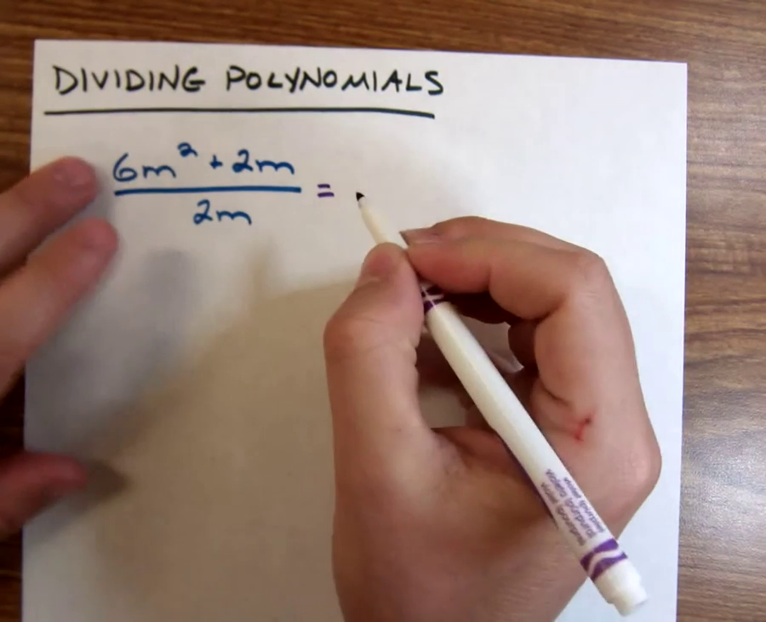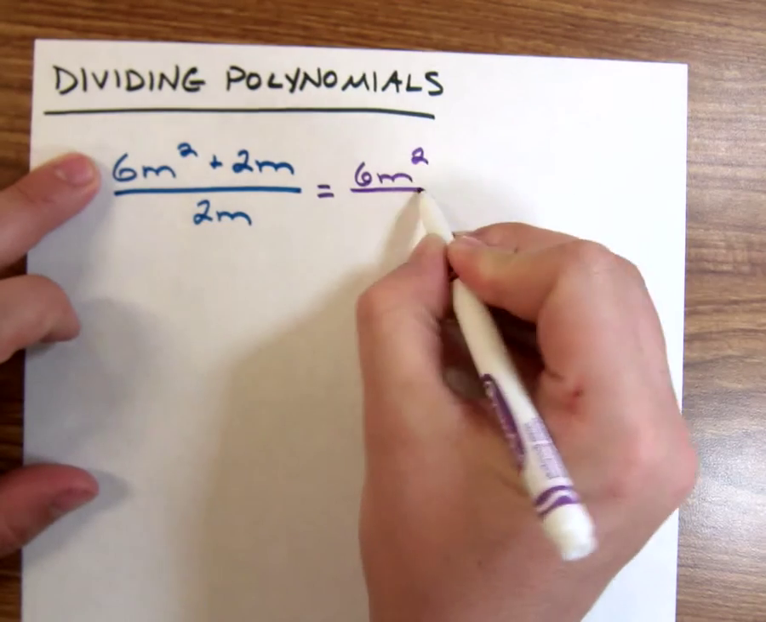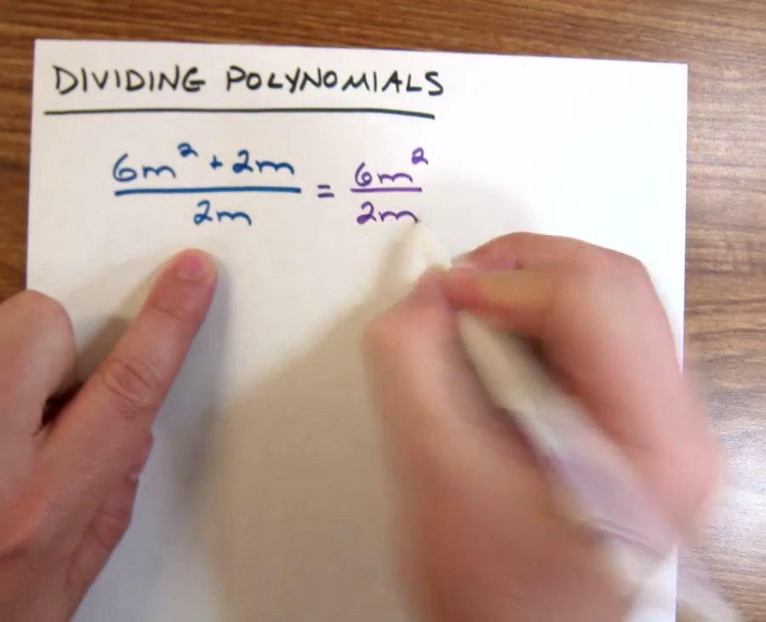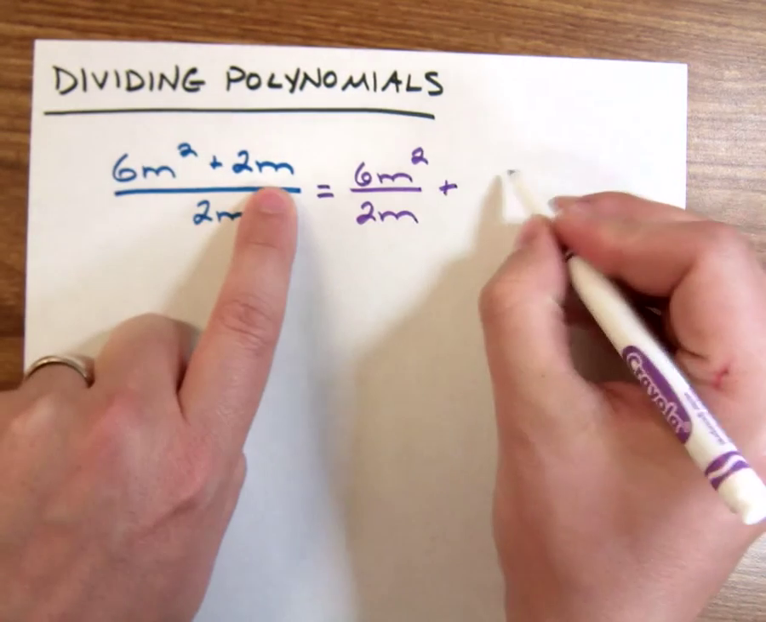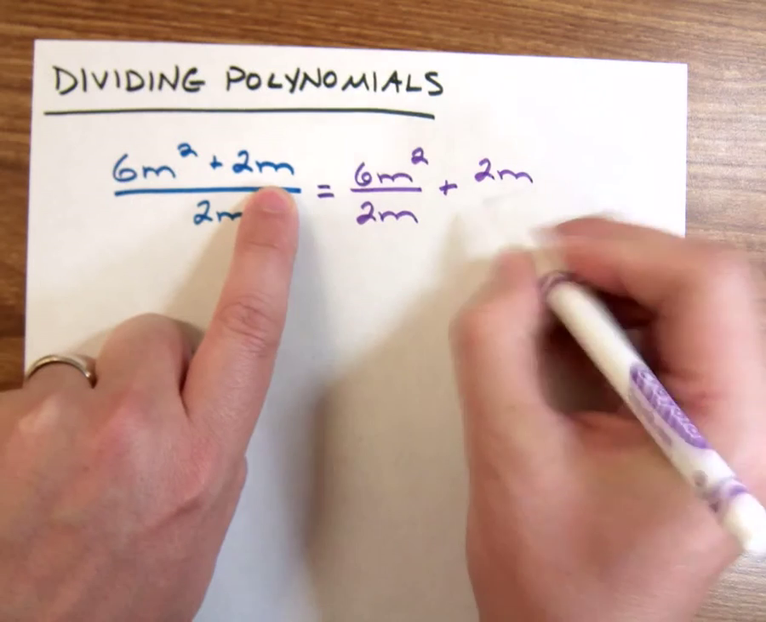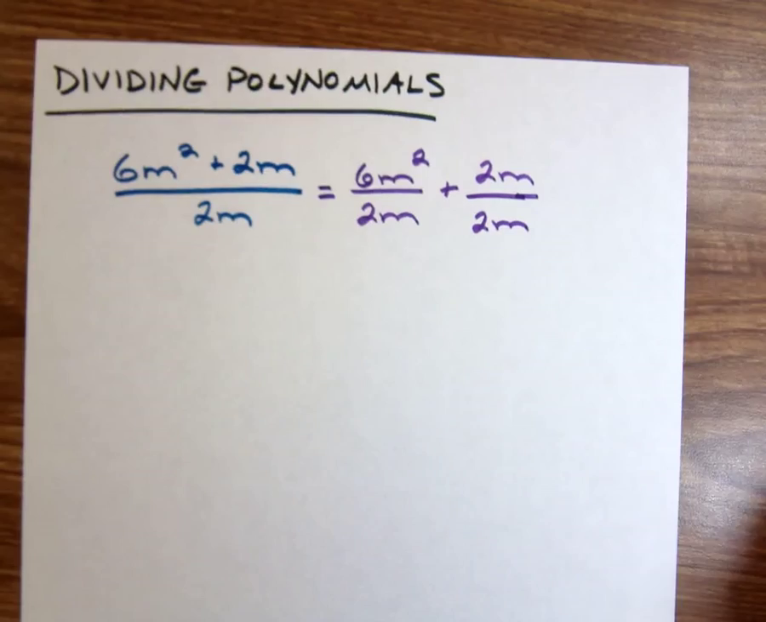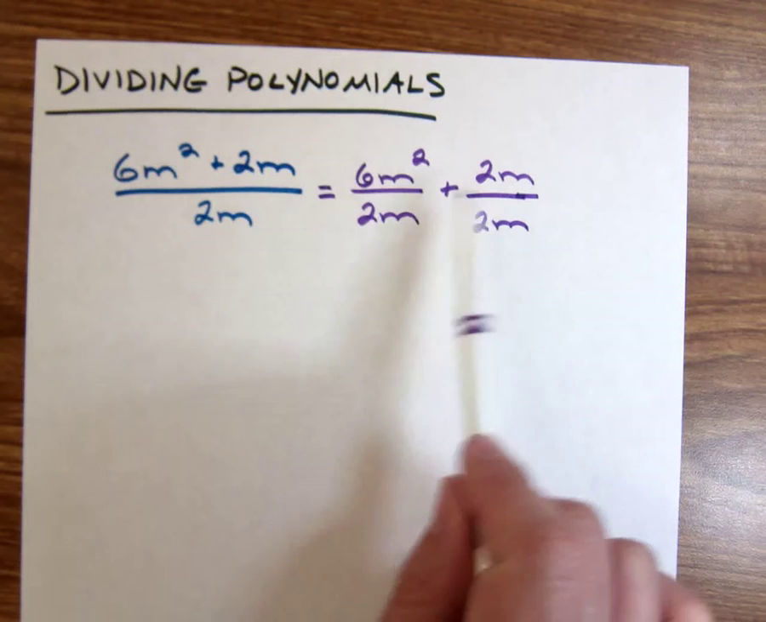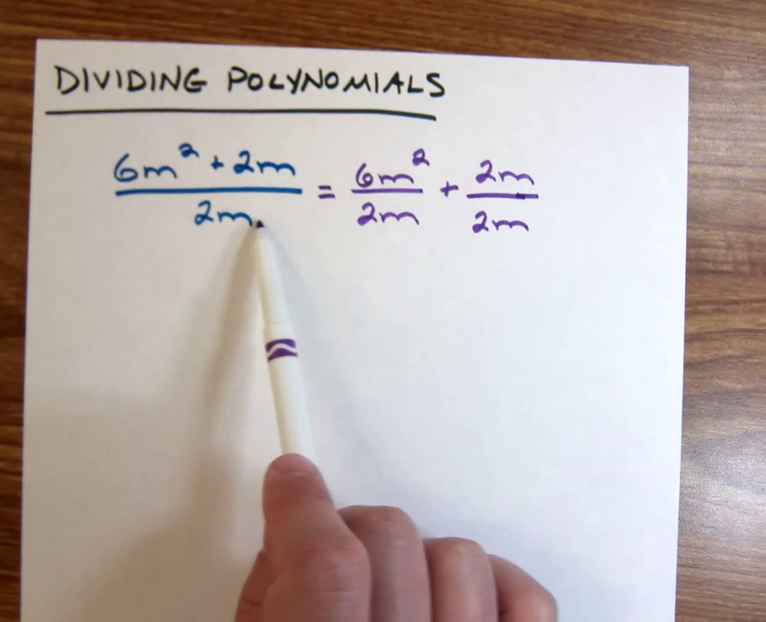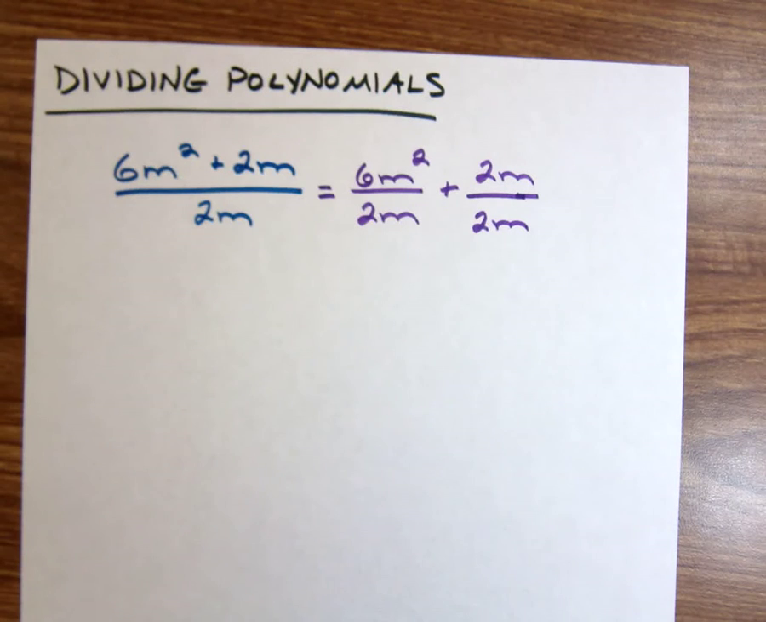Well, the first part here was 6m squared. So I'm going to do 6m squared over 2m, plus the second part, which was 2m over 2m. So basically what I've done is gone back a step. This is like I had two fractions with a common denominator that I added together to get this. Now I'm doing the opposite. I'm pulling apart my two fractions with a common denominator.